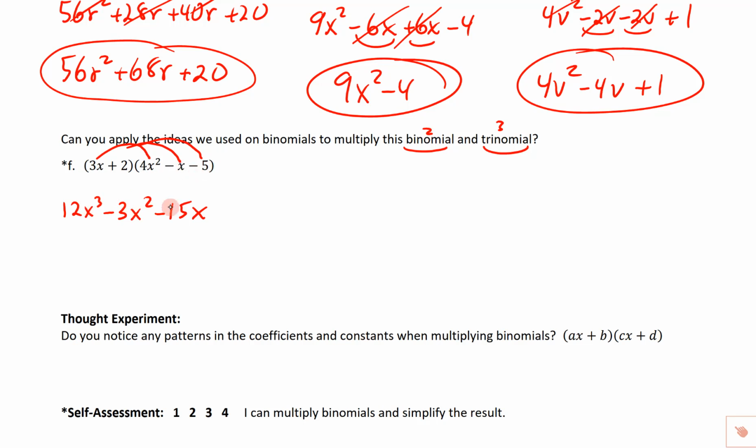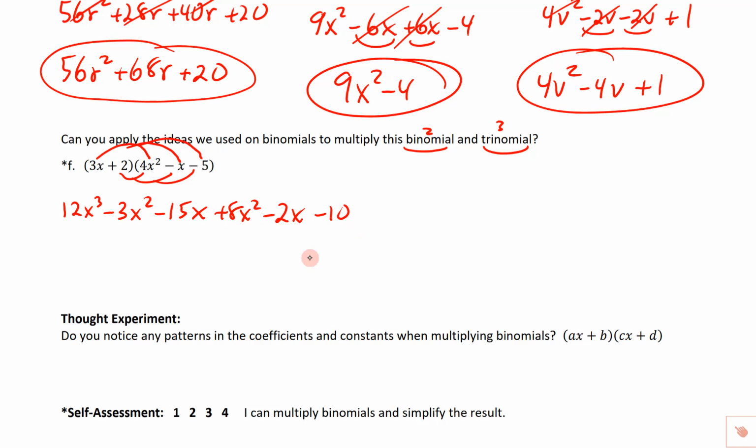Looks good there, okay? And then we're going to take the 2 and we're going to multiply it by each one of those. So 2 times 4x squared is going to be 8x squared. 2 times negative x is going to be negative 2x. And then 2 times negative 5, that's going to be negative 10. Then we go through here, and before we simplify anything, let's take a look here. 1, 2, 3, 4, 5, 6 terms. Remember, there were 2 terms in the binomial times the 3 terms in the trinomial. It really shouldn't be any surprise that we end up with 6 terms.